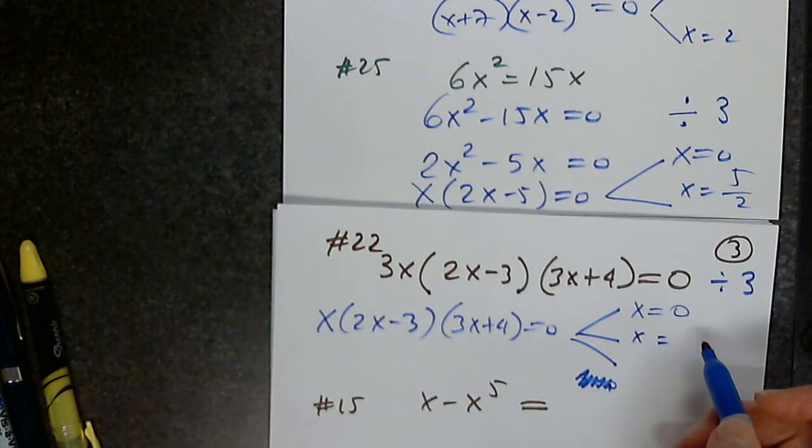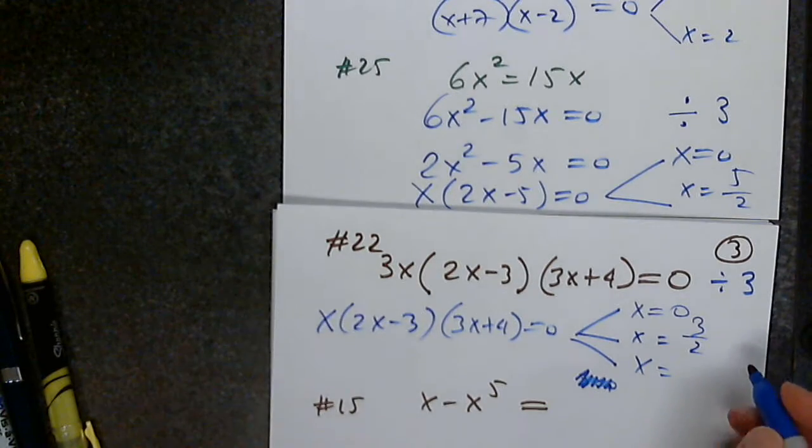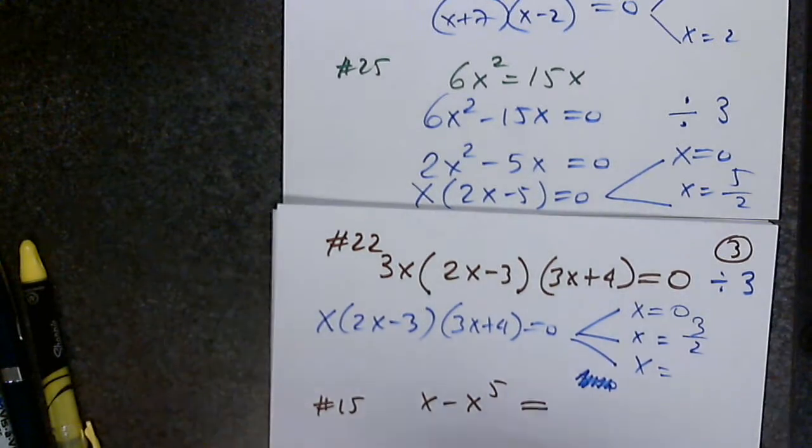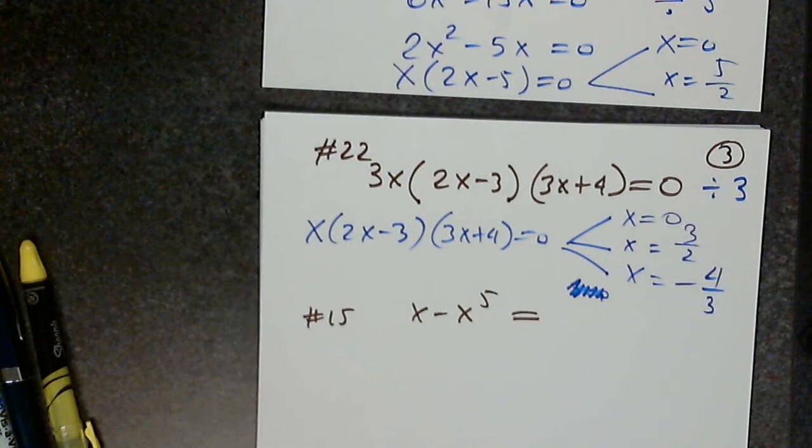x equals? 2. Excellent. x equals? Careful. Negative. We move 4 to the other side. Right. Good. Now 15 is not an equation. 15, we're asked to factor completely.